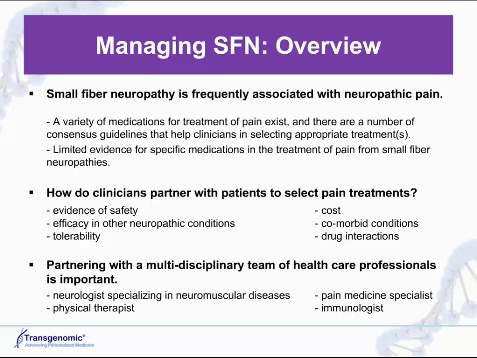So how can clinicians partner with patients to select the best pain management treatments for them? Well, there's really, just to read these first and then go over them: evidence of safety, efficacy in other neuropathic conditions, tolerability, cost, comorbid conditions, and drug interactions. That's basically what it comes down to, and a lot of what we do with neuropathic pain is can you tolerate the medication? The medications typically will go along with a lot of side effects, which can be dizziness, water retention, somnolence. A lot of these fall into the classes of anti-epileptic medications and antidepressants, and these carry their own side effects with them.